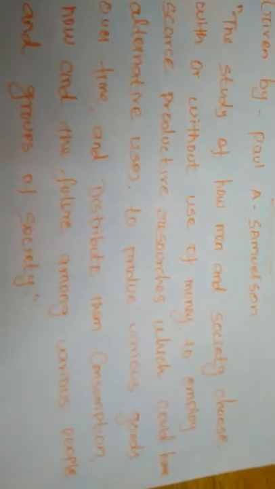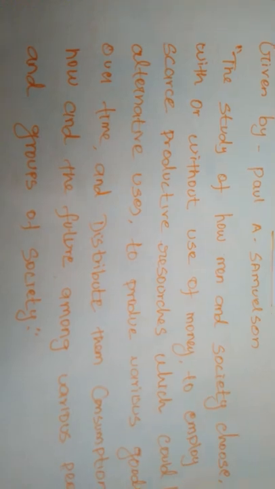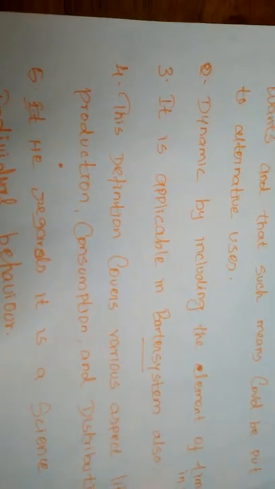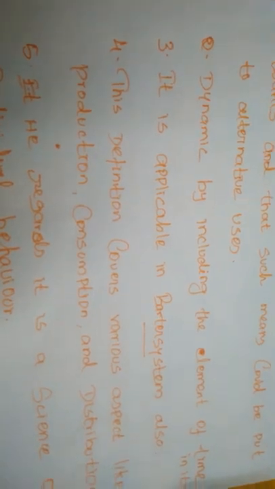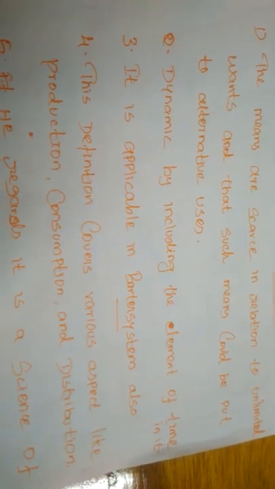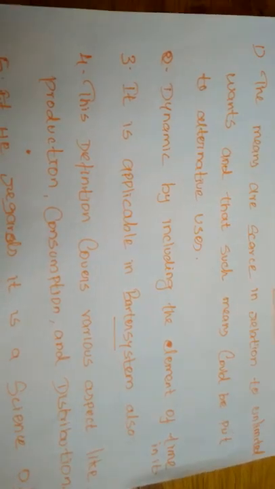Just to see: the study of how men and society choose with or without use of money. With or without use of money means we can use money as a common measure of value. Otherwise, we can exchange goods for goods only. So these definitions also will be applicable in the barter system.